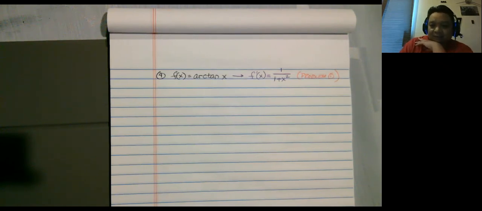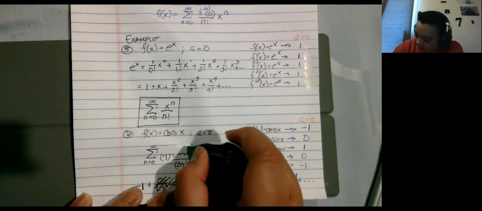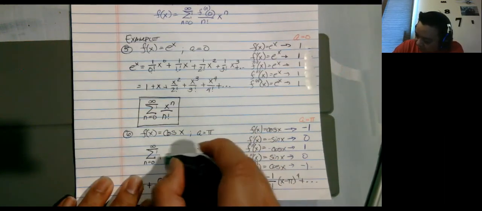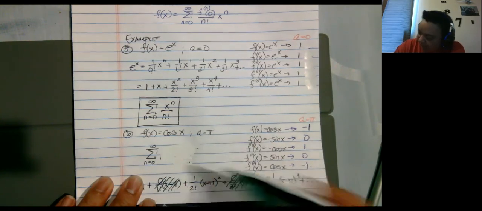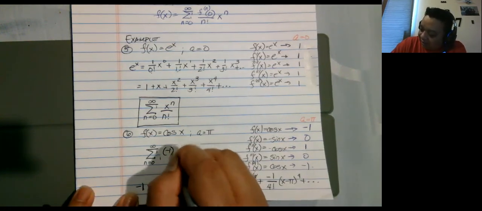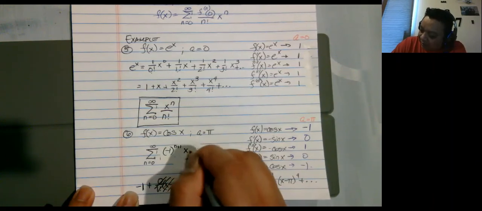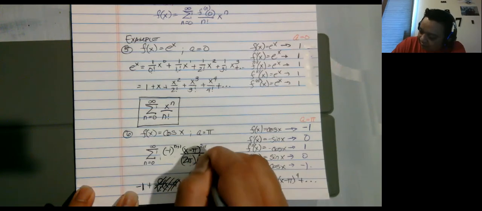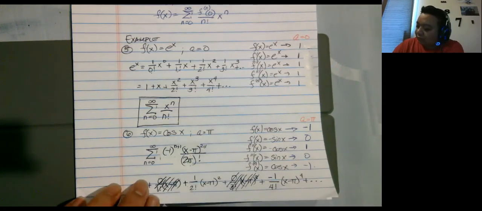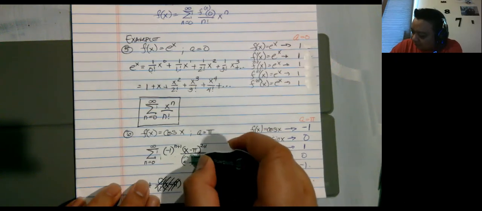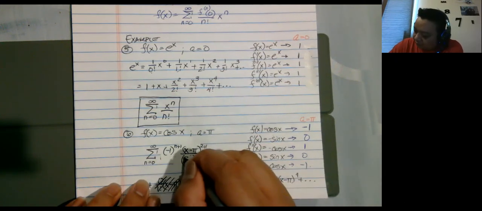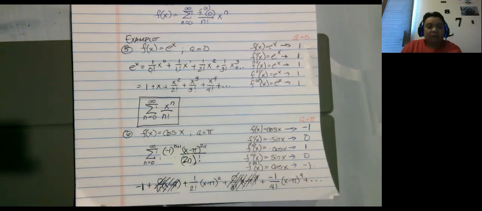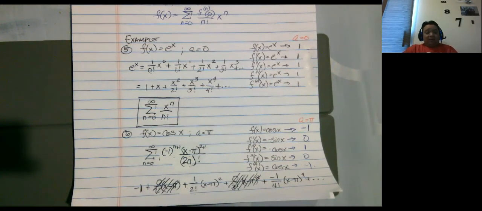So let me pause the recording, erase everything here, and write it out a little bit nicer. And so we have a negative 1 to the n plus 1, an x minus pi to the 2n power, all over a 2n factorial. And that is our power series. Questions?